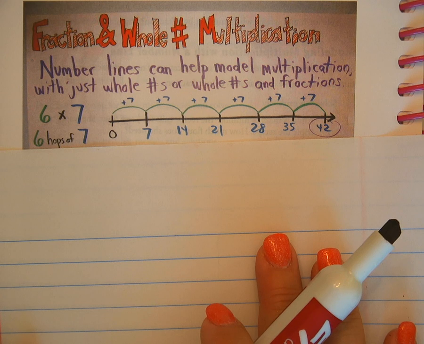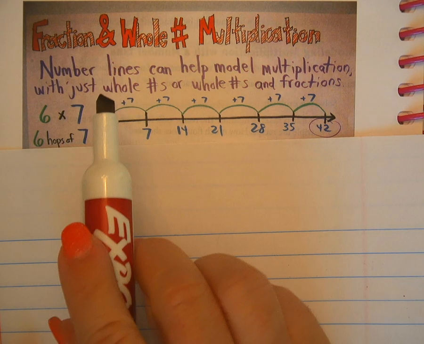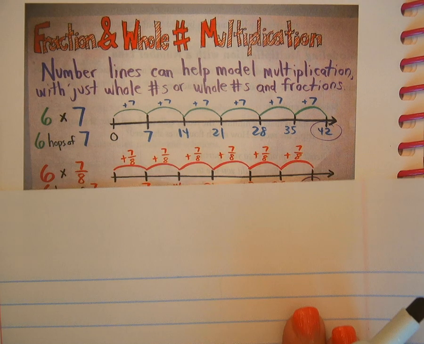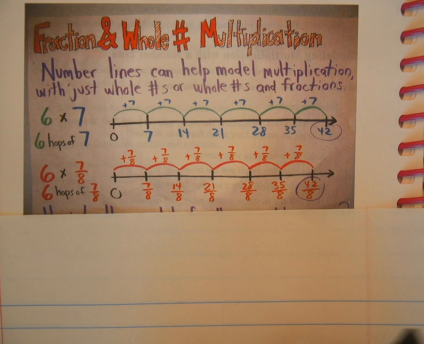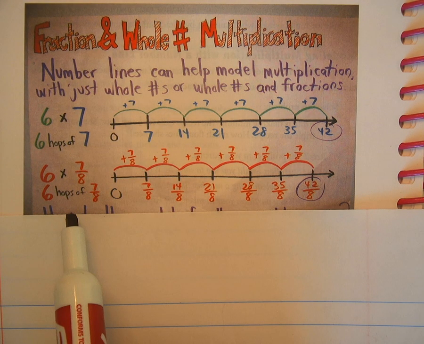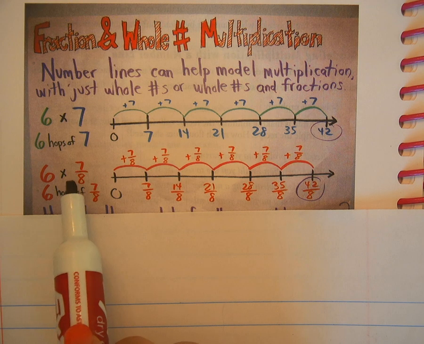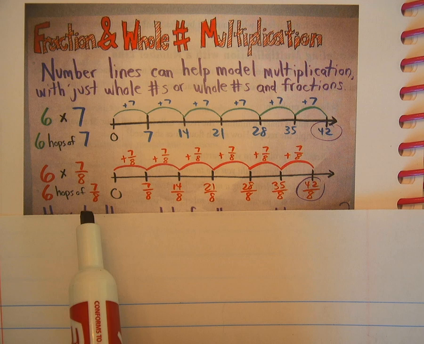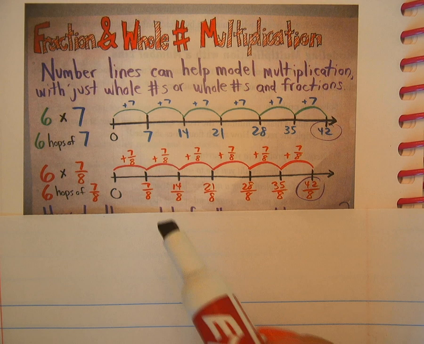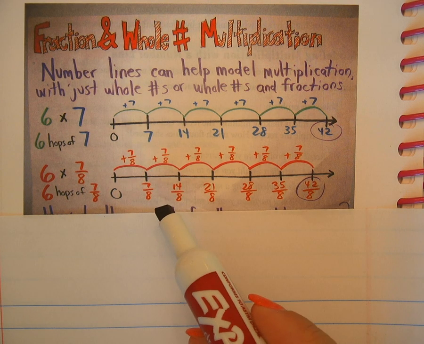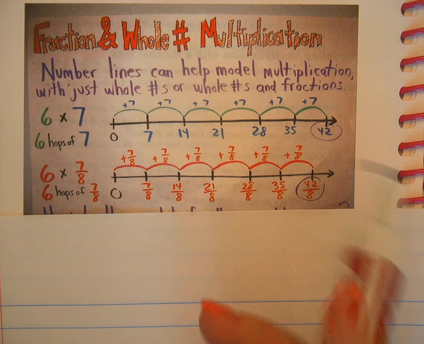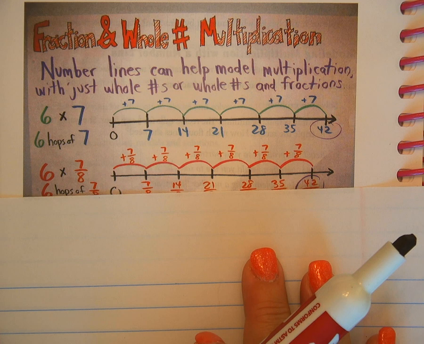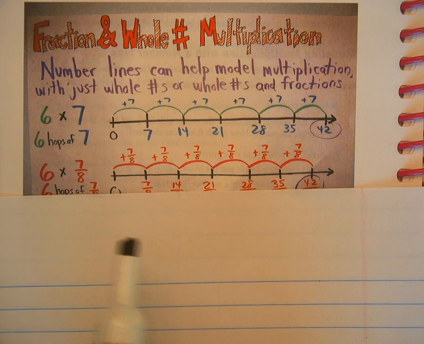Well, the secret here, it's pretty straightforward and simple. You just now change those into a fraction. It is exactly the same thing as long as the denominator you choose is going to be the same. Your skips are going to look like this. So now you have 6 times 7/8. So now it is 6 hops of 7/8. So instead of having a 7, you're going to have a 7/8. Instead of having a 14, it's 14/8. It is the same thing as it was before. You're just writing the same denominator over and over.